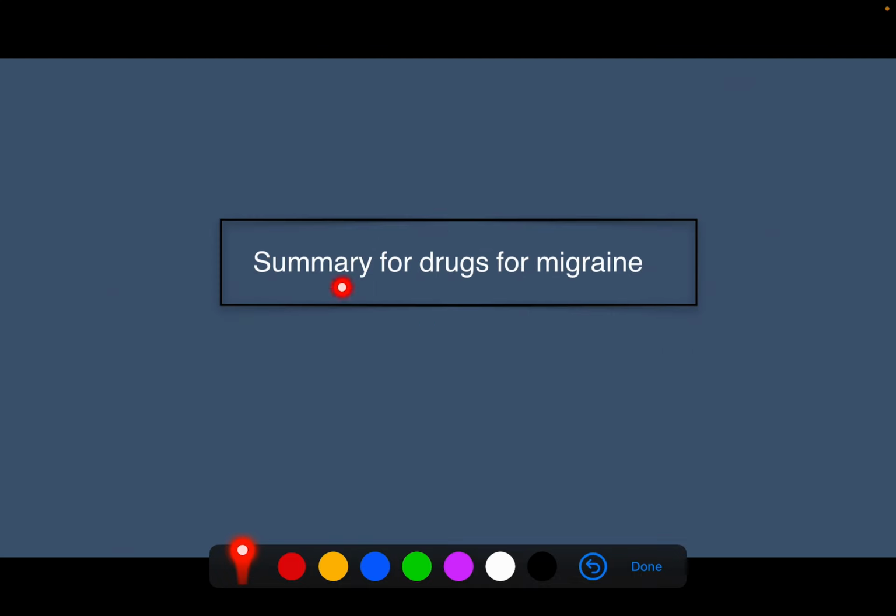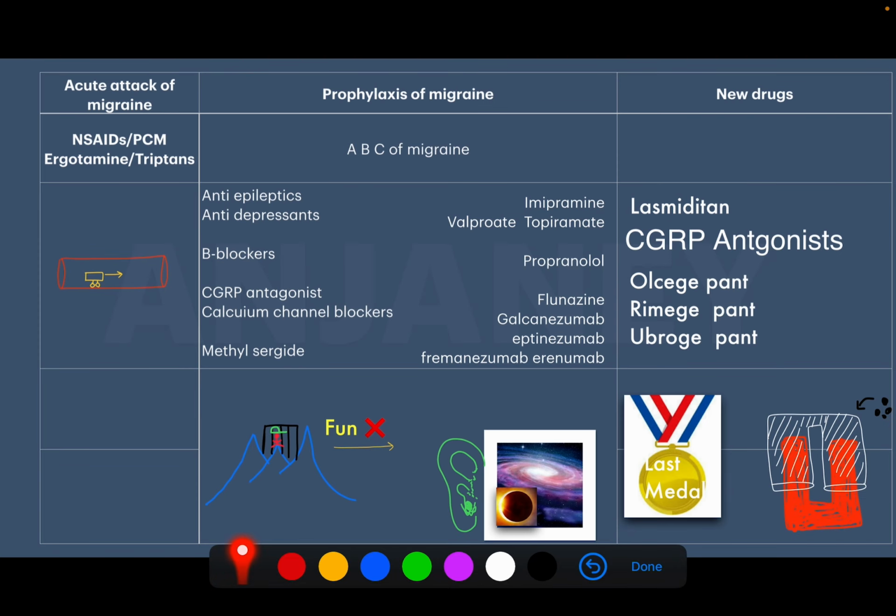So now we are summarizing the entire 30-40 drugs that we learned in this slide for migraine. So let's start. See, three things we have: acute attack of migraine, prophylaxis and some new drugs. See, in acute attack, if it's mild we give NSAIDs and paracetamol. If it's a bit more we give ergotamines and triptans. How are we going to learn these triptans? Blood vessel, they're going inside the trip. And why blood vessel only? Because they cause vasoconstriction here, that will decrease blood flow in the brain and that will stop the migraine, right?